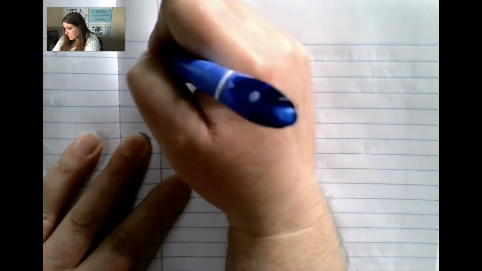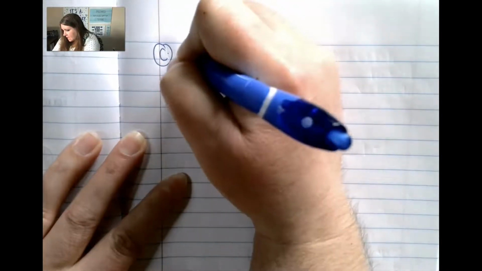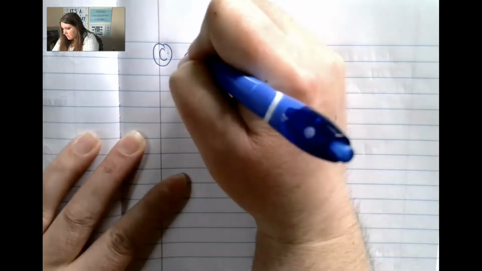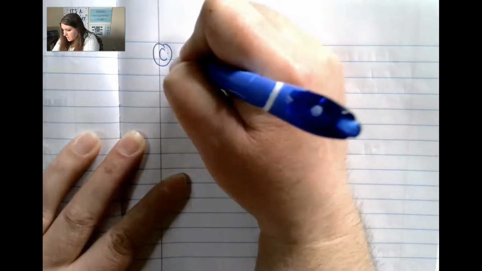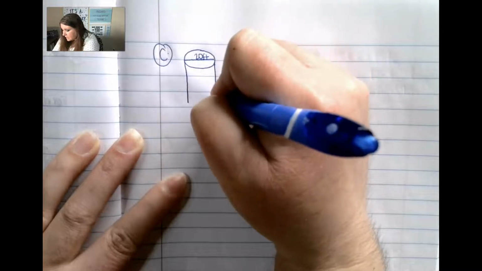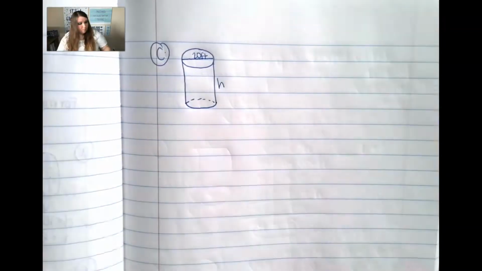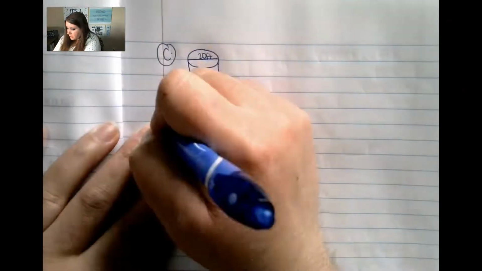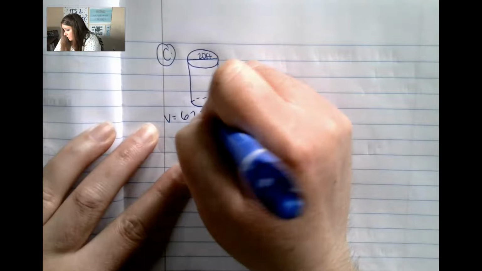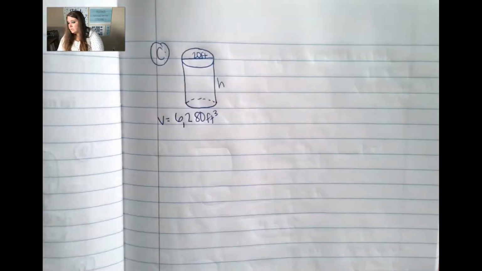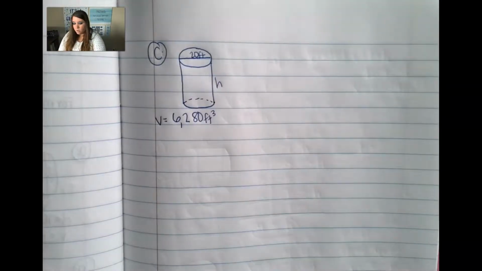All right, example C. We have a water tank, and our water tank has a diameter of 20 feet, and it has a height that is unknown. So the height is unknown, but we do have a volume. So our volume equals 6,280 feet cubed. So our job here is to solve for h. Again, we don't know what h is, so we're going to solve for that.